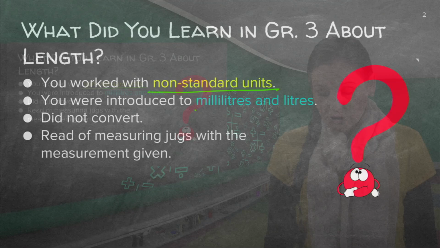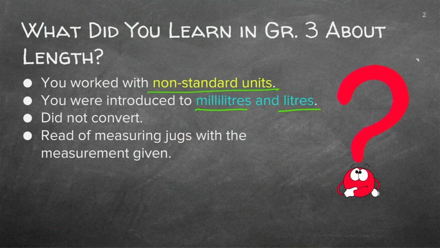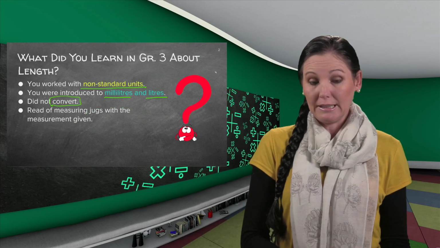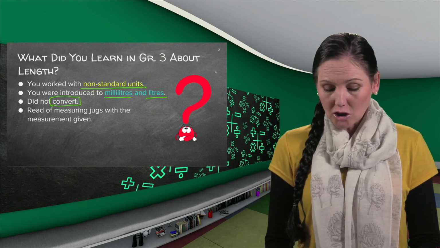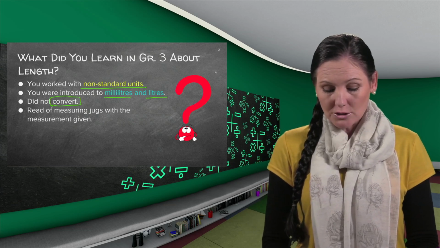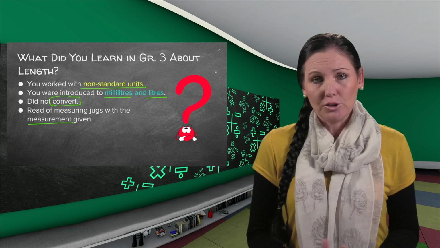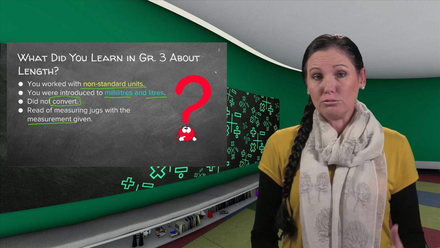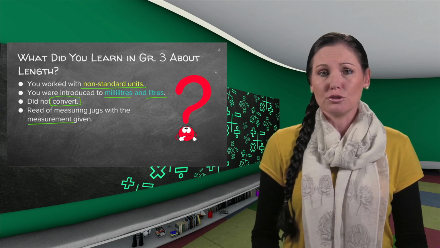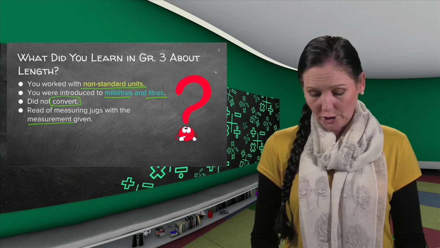You were introduced to milliliters and liters, so you know what the term milliliter means and you know what the term liter means. You did not convert, so that means you didn't go from milliliters to liters or change liters to milliliters. And then read off measuring jugs with the measurement given. So every time, they gave you the measurement if you had to read it from an instrument you use to measure capacity or volume.